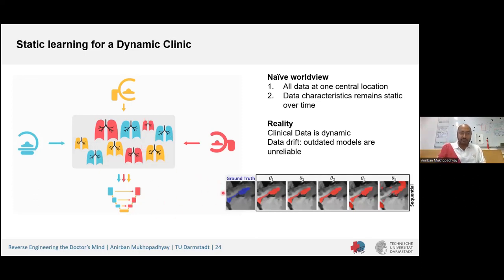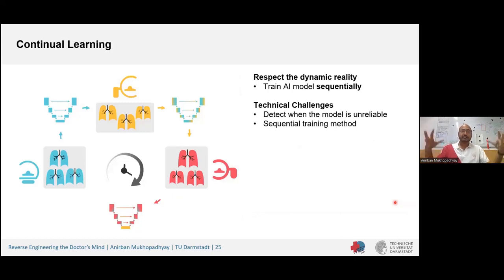One example of it will be this clinical data that is dynamic. So for example, here is the ground truth of an MRI segmentation of the hippocampus, when you are using the segmentation model trained on data of this type. But as you see, often as the data characteristics drift, the segmentation model deteriorates. And we really have this problem that outdated models are unreliable. So we have to come up with a framework of learning which respects the dynamic reality of the clinic, that data will arrive sequentially, old data won't be available forever, and you still have to detect reliably when the model is not certain anymore, and you have to start learning. So this is the entire learning setup that we are trying to solve.